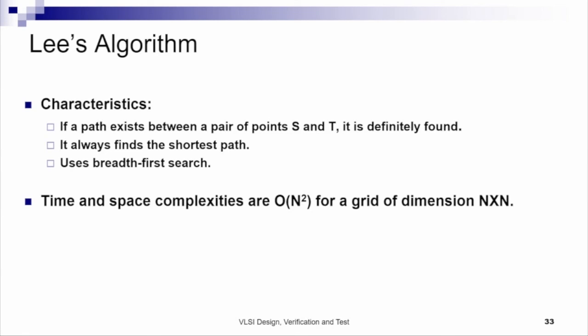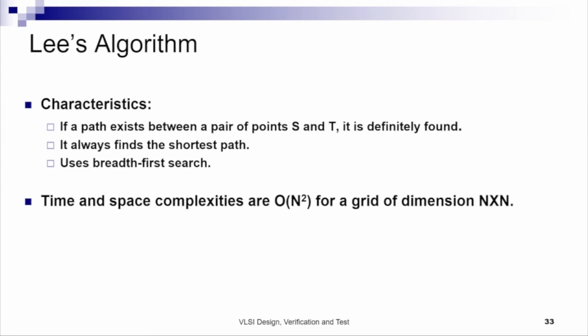One of the important grid routing algorithms is Lee's algorithm. What are the characteristics of Lee's algorithm? With respect to the grid that we have, it produces an optimal strategy. What do we mean? If a path exists between a pair of points S and T for two terminal nets, it is definitely found. It always finds the shortest path, and it basically uses depth first search. The time complexity is big O of n square for a grid of dimension n cross n.